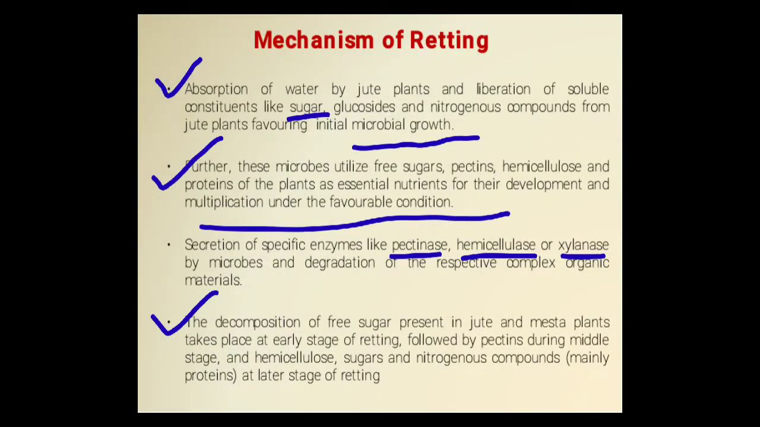As you know, the plant will absorb water, and as it absorbs water, it will release some amount of sugar, glycoside, and nitrogenous compounds from the jute. Now these will be used by the microorganisms to enhance microbial growth, and these are the favorable conditions where the microorganisms grow. So your pond is full of microorganisms. Now they will start secreting various specific enzymes, which are pectinase, hemicellulase, and xylanase, and then ultimately these will decompose the pectin, hemicellulose, and all other components, loosening the fiber, and you will have extraction of fiber from the stems.